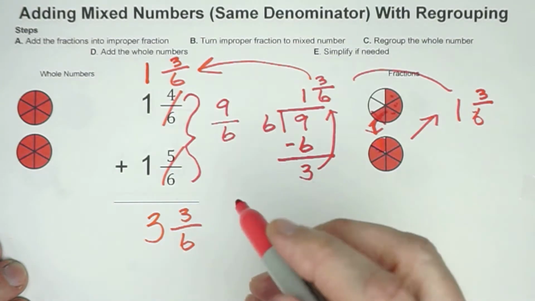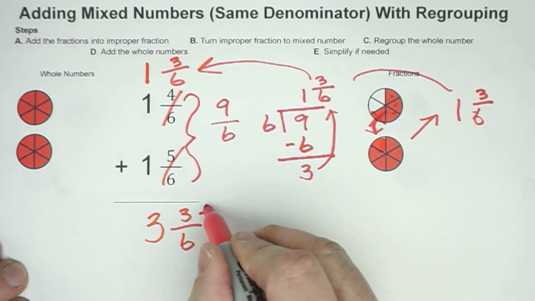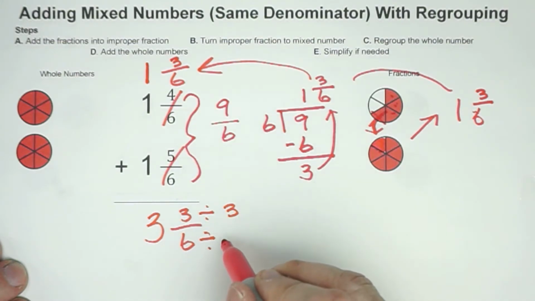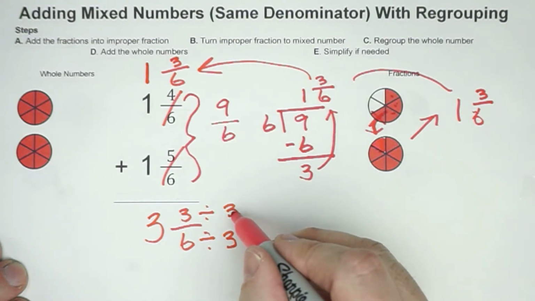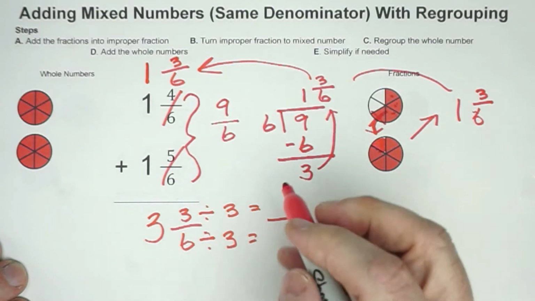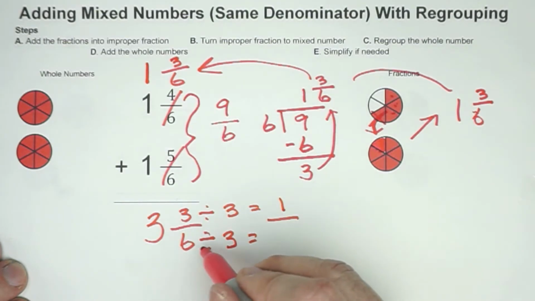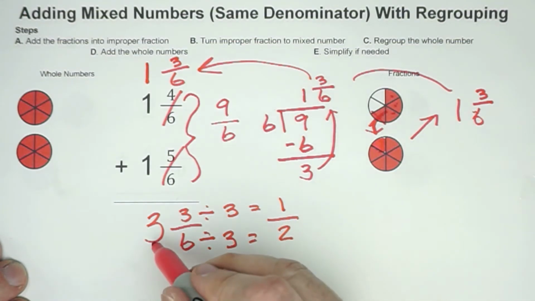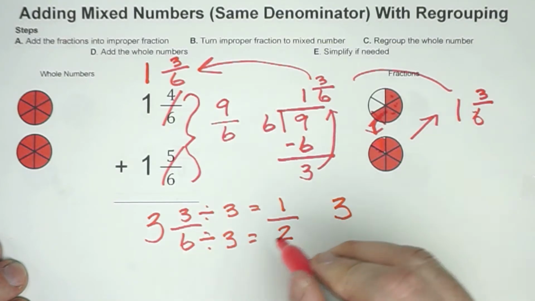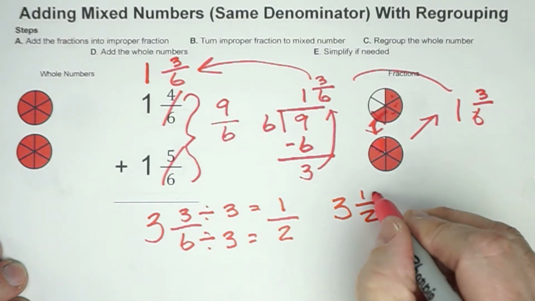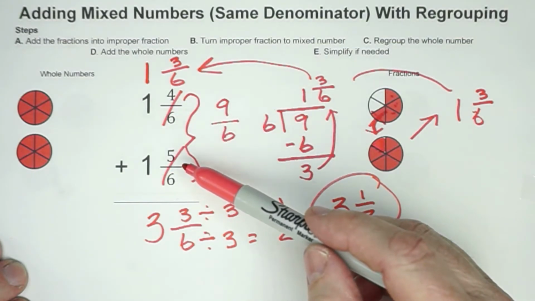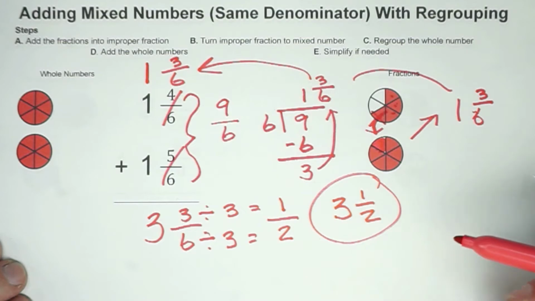We can simplify the 3/6. Let's just use a greatest common factor, and it would be 3. And whatever we do on top, we do on the bottom, right? So 3 divided by 3 is 1. 6 divided by 3 is 2. And let's rewrite that over here. So we would have our 3 and 1/2 is our final answer. So if we were to add these two mixed numbers and then simplify, our answer would be 3 and 1/2.